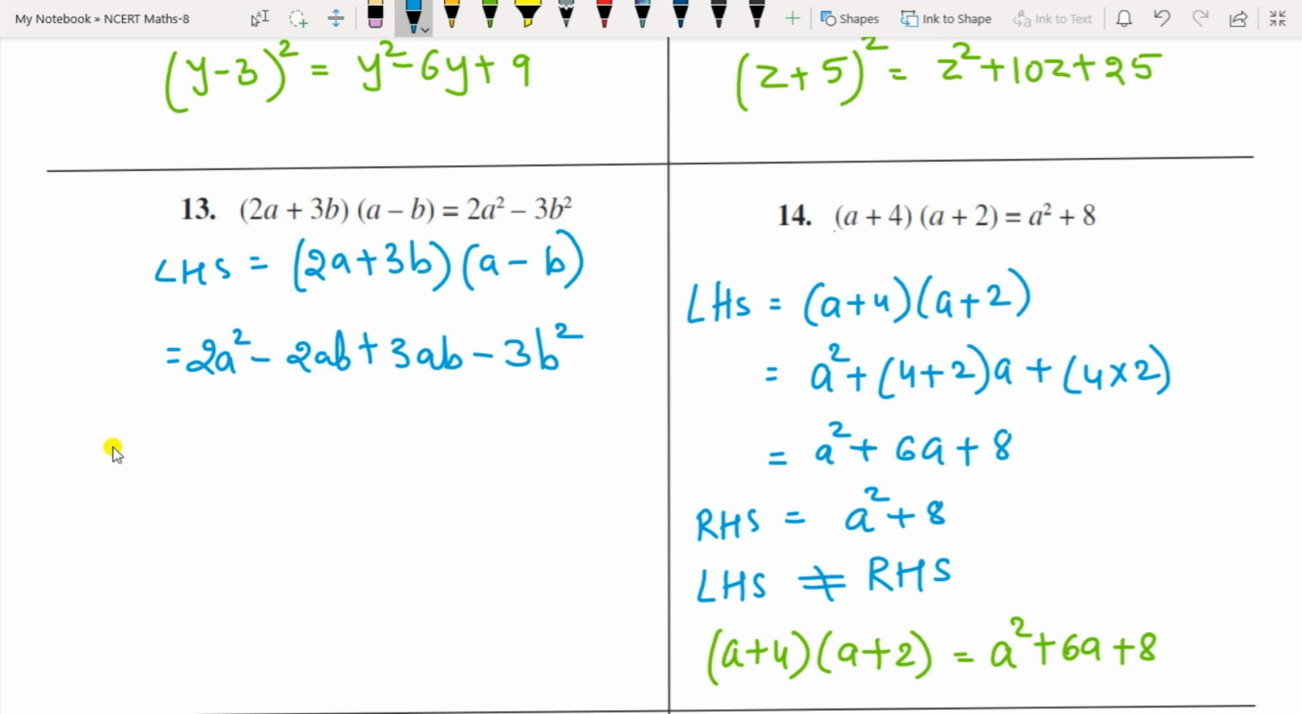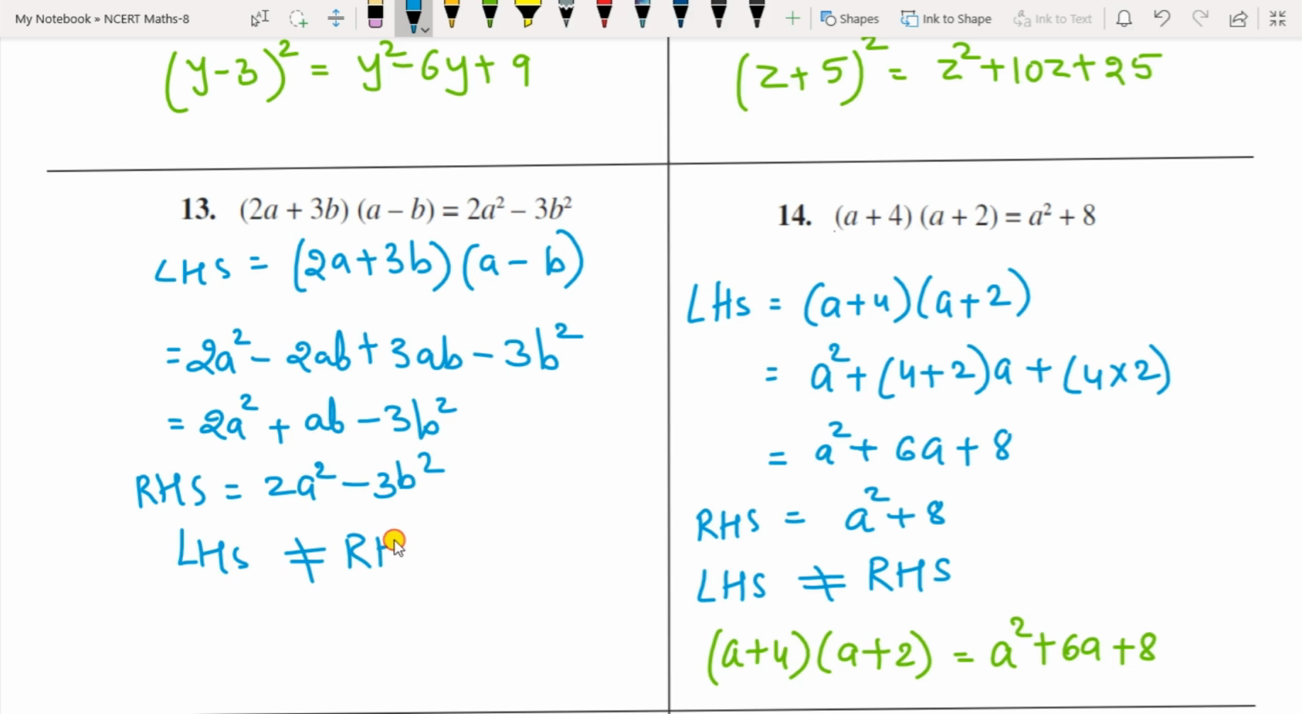Now, these two are the like terms. So, it will be 2a square plus minus is minus and sign of bigger number, 3 minus 2 is 1, ab minus 3b square. That is the LHS, but RHS is given as 2a square minus 3b square. They have not given plus ab. So, here LHS is not equal to RHS. So, the correct statement is 2a plus 3b, a minus b should be equal to 2a square plus ab minus 3b square.